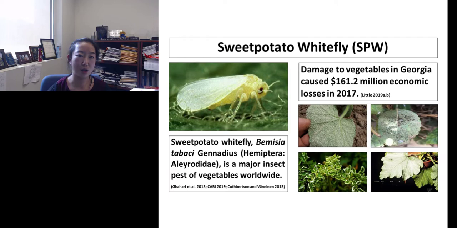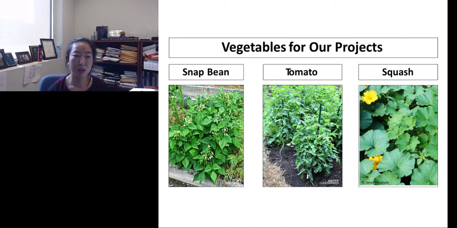For example, the damage to vegetables in Georgia cost over $116 million in economic losses in 2017. In our project, we concentrate on three vegetables: one is snap bean, the second is tomato, and the third is squash.